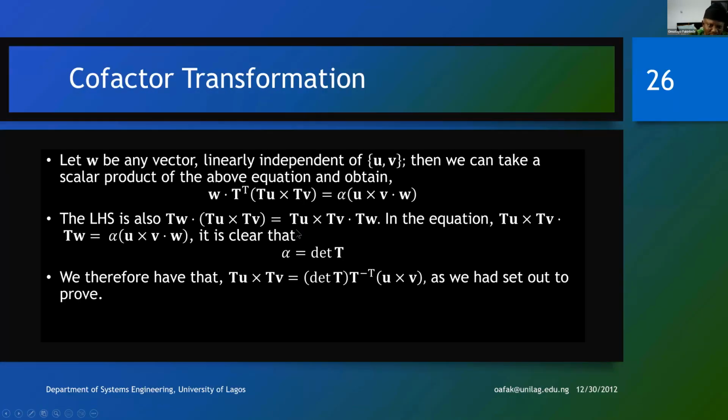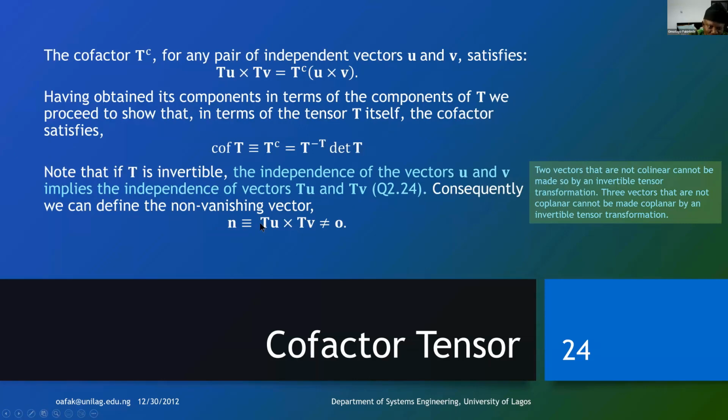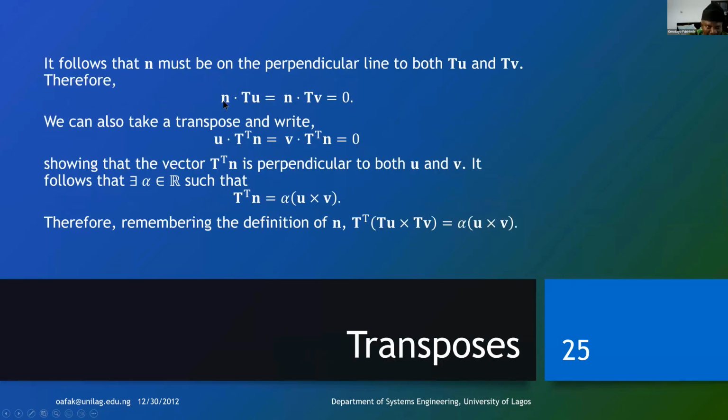Do you agree, before we go on, that vector n is not 0, and that it is perpendicular to TU and also perpendicular to TV? Since it is TU cross TV, it must be perpendicular to both of them. Since it is perpendicular to both, if we take the dot product of n and TU, we should get 0. If we take the dot product of n and TV, we should also get 0. That is what we are writing next. So n dot TU is equal to 0, and n dot TV is also equal to 0.